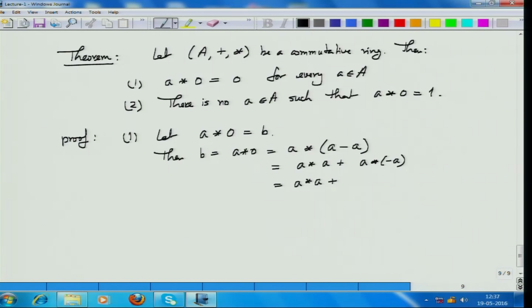Now, what is A times minus A? Is it minus of A times A? For numbers, of course, yes, but these are not numbers of the kind that we are familiar with. So, we will have to prove this. Okay, can I write it this way?